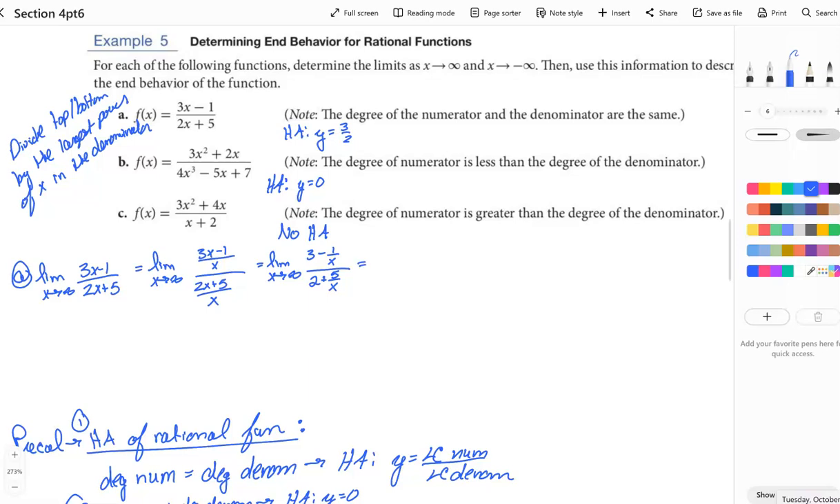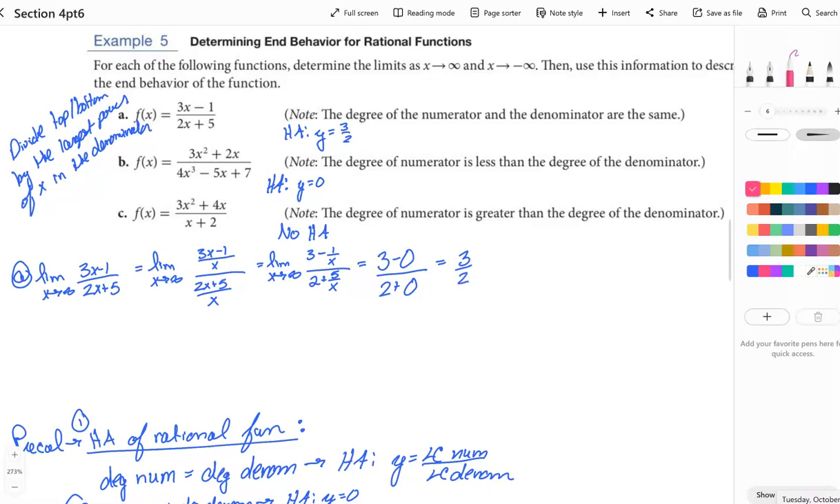And we're going to use those processes that we talked about earlier. The limit of the quotient is the quotient of the limits. So I can take the limit of the top and the bottom separately. As x gets larger and larger, that top is going to 3 minus 0. That bottom is going to 2 plus 0. Remember, as x gets bigger, these fractions are getting smaller, shrinking to 0. So this is approaching 3 over 2.